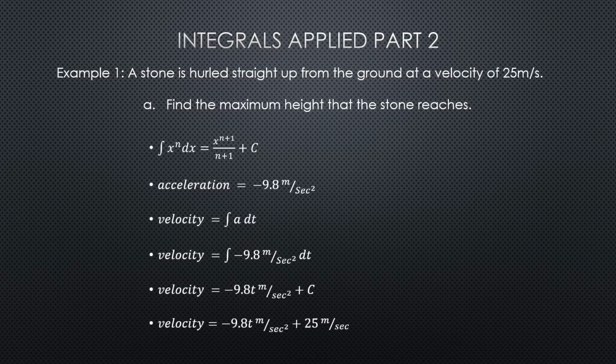Okay, so part A of the question, find the maximum height that the stone reaches. So we know that acceleration due to gravity is equal to minus 9.8 meters per second squared, and that velocity is equal to the integral of acceleration. We know that then we can get to our velocity is equal to minus 9.8 times t meters per second squared plus c. And our plus c now is our 25 meters per second.